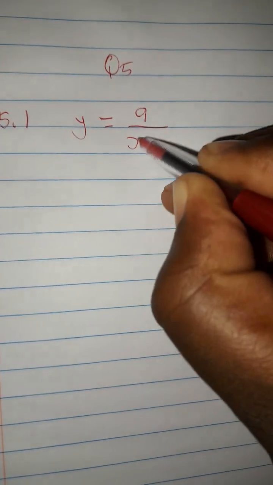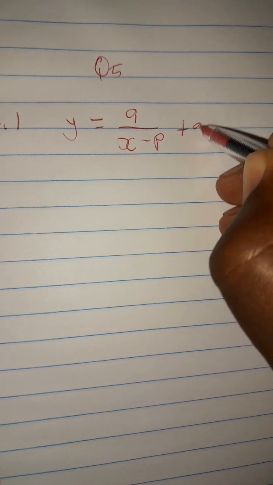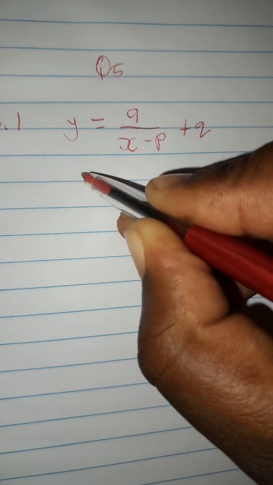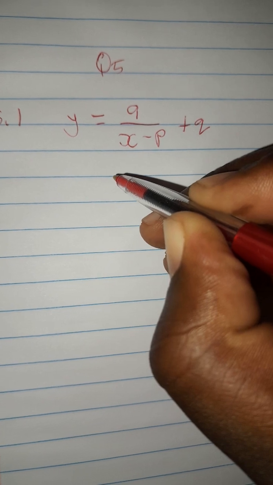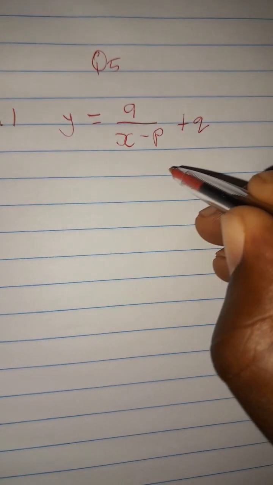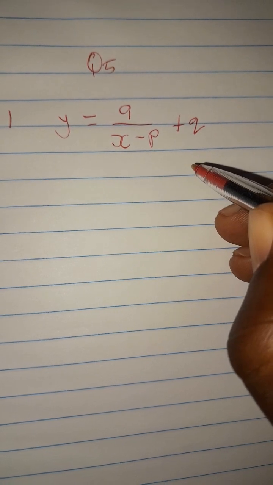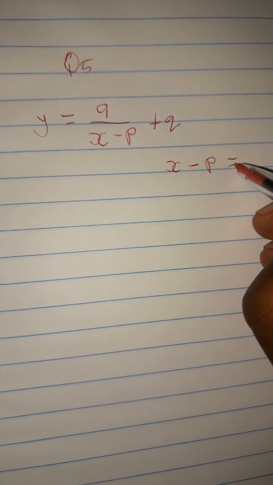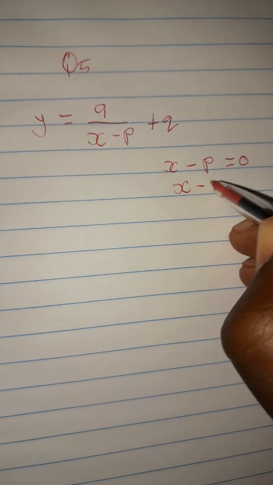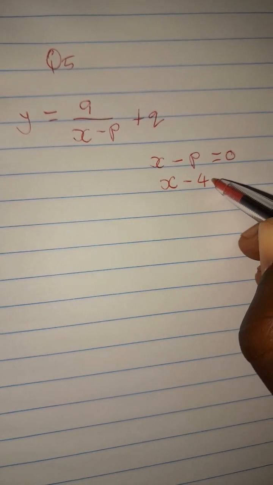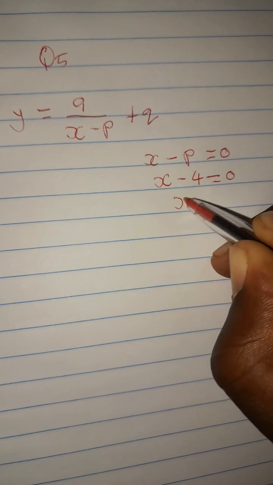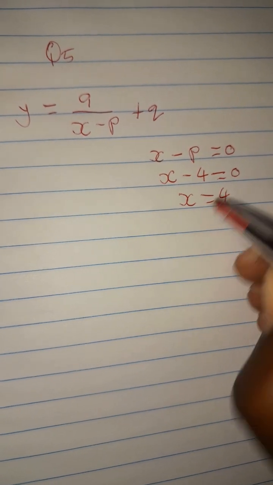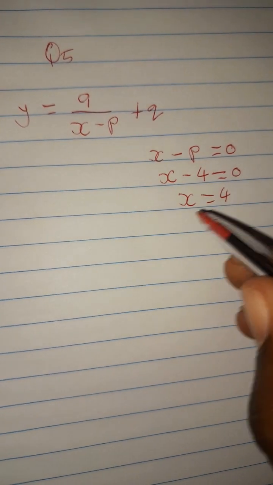Remember that we're given f of x. So where there is f of x, we can replace it by y. So we have y equal to a all over x minus p plus q, right? We were given the asymptotes there. The first asymptote, remember, is x minus 4. So this is the same as having x minus p equal to 0. And remember that p is given as 4 as our vertical asymptote, which is x minus 4 equated to 0. So take minus 4 to the other side, it becomes positive 4. So x, in this case, the vertical asymptote, is 4.